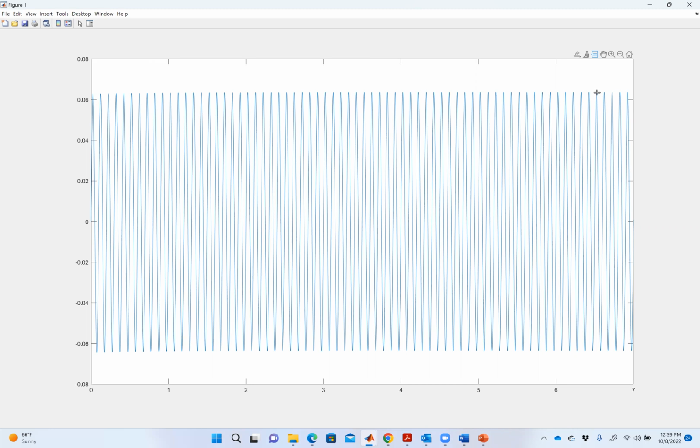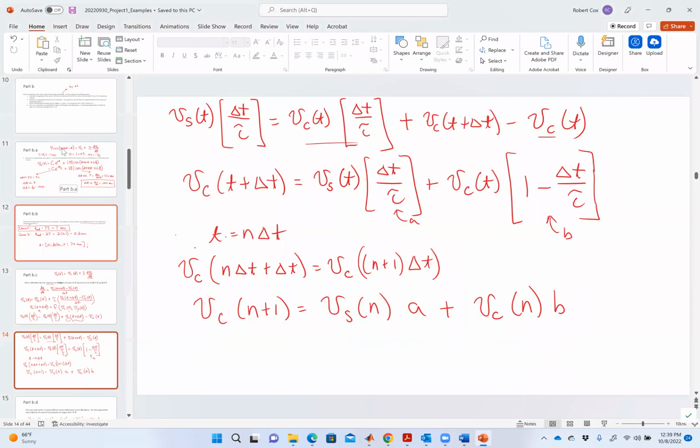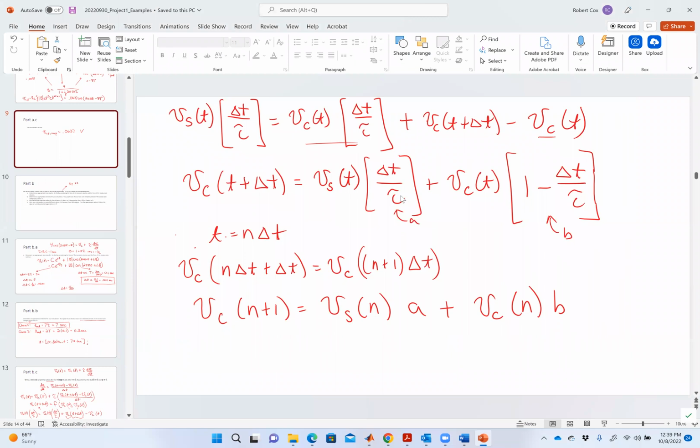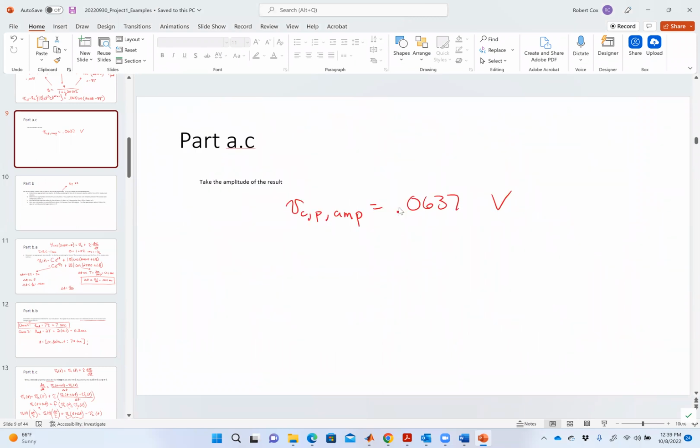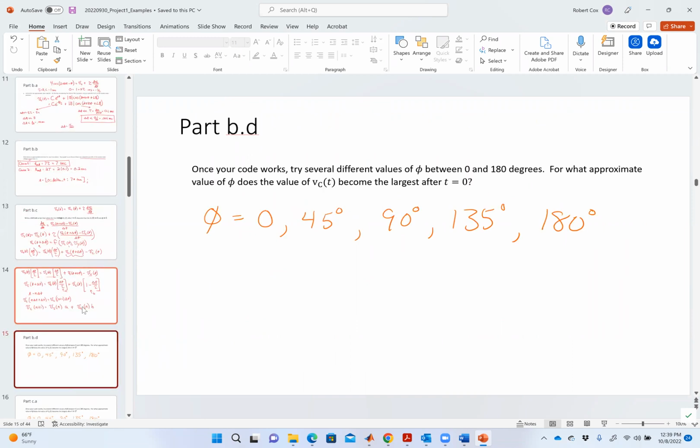So let me use my data tip here. I click on this tool here, right? And I see that the peak value there looks like it's 0.0636. And what did we say it was? We said the peak value in steady state, 0.0637. If I rounded differently, I would have gotten the exact same thing. Okay, so I did everything right up until now.